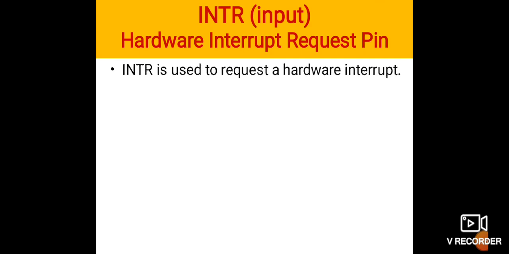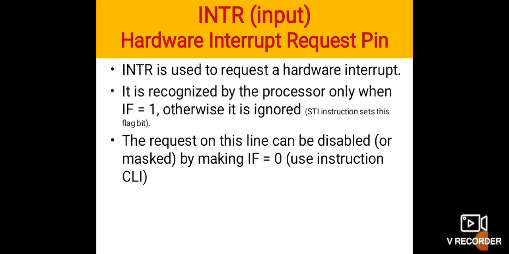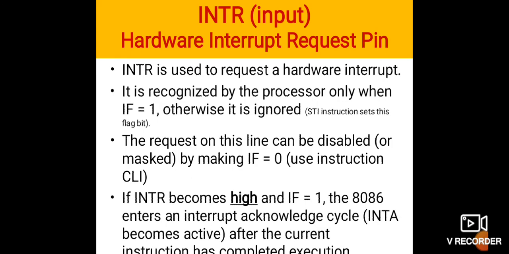So one is INTR, which is used to request a hardware interrupt, and it is recognized by the processor only when this interrupt pin is 1, otherwise it is ignored, and this is normally set by the set interrupt instruction. And the request on this line can be disabled by masking or making IF equal to 0 or using the clear interrupt instruction. So if INTR becomes high and if the interrupt flag is 1, then the 8086 enters an interrupt acknowledgement cycle.